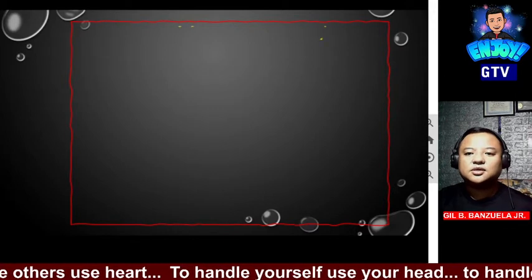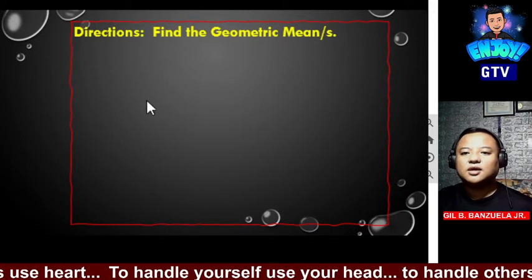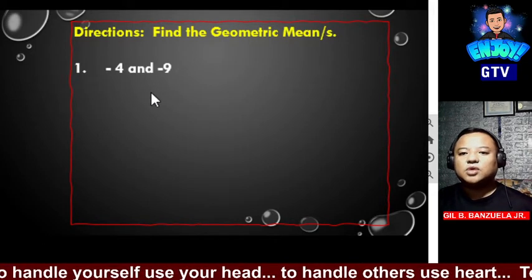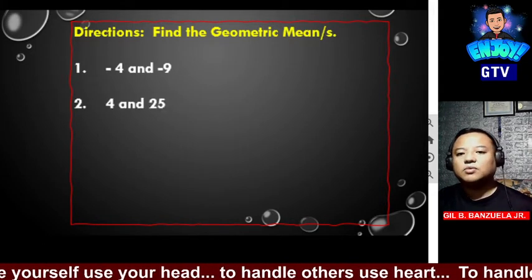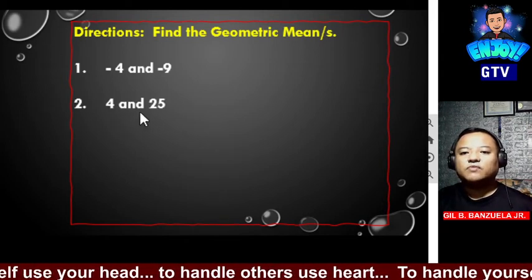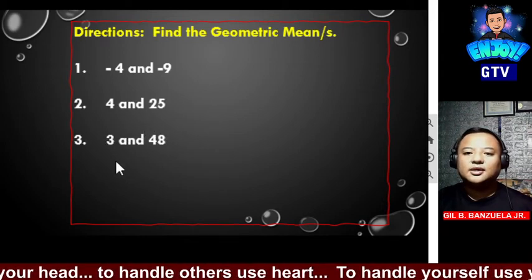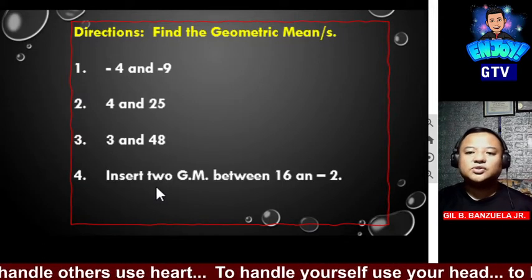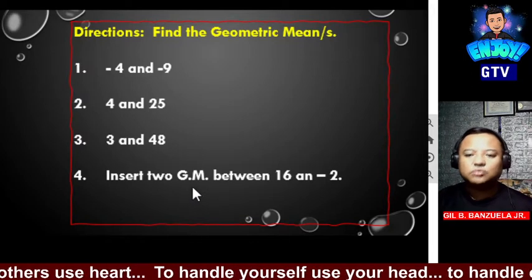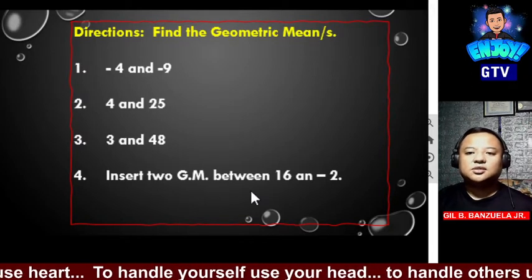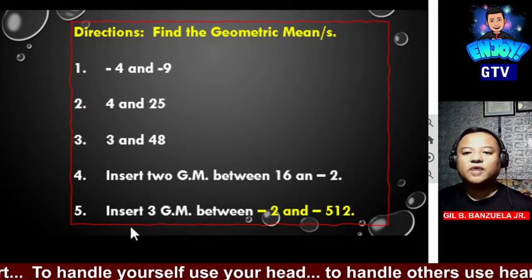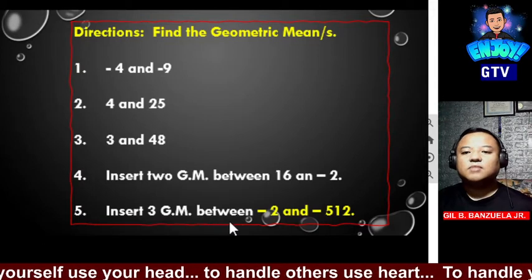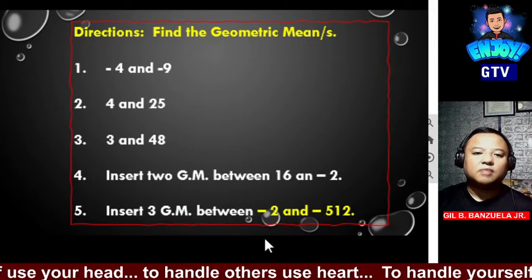So let's solve this. So again, for our direction, let's find the geometric means between -4 and -9 for number 1. Number 2, between 4 and 25. For number 3, 3 and 48. And for number 4, you are asked to insert 2, only 2 geometric means between 16 and -2. And for number 5, you are asked to insert 3 geometric means between -2 and -512.